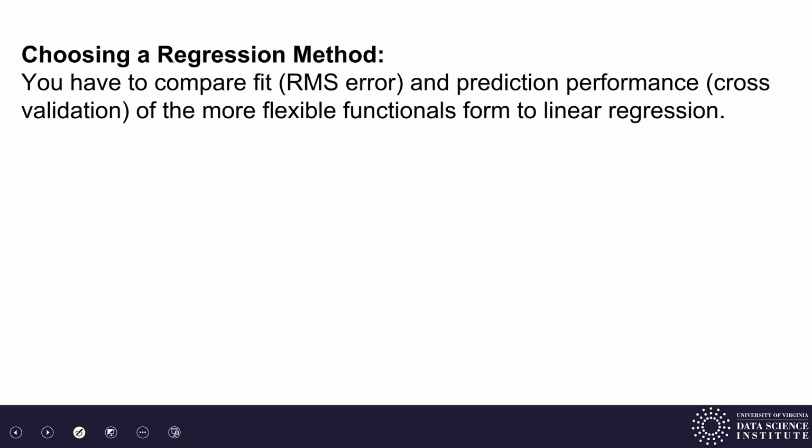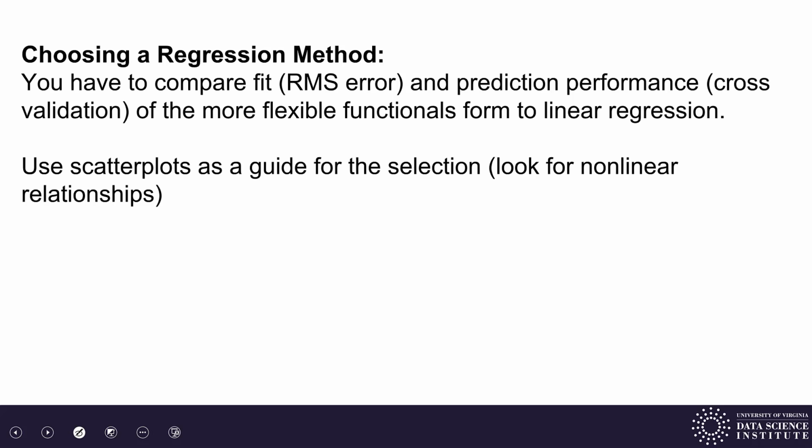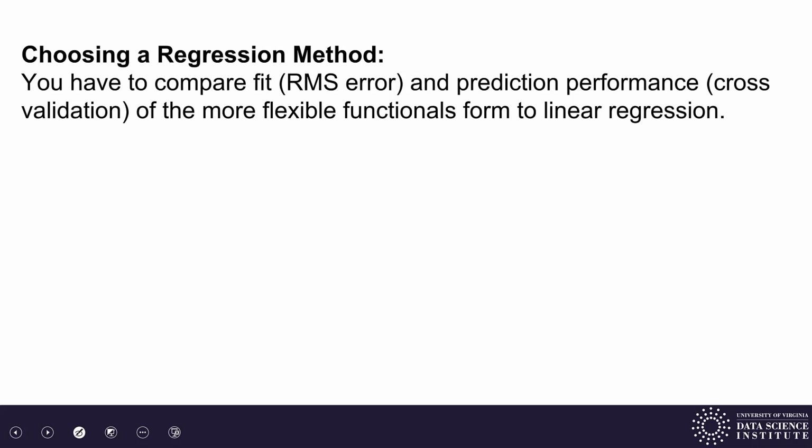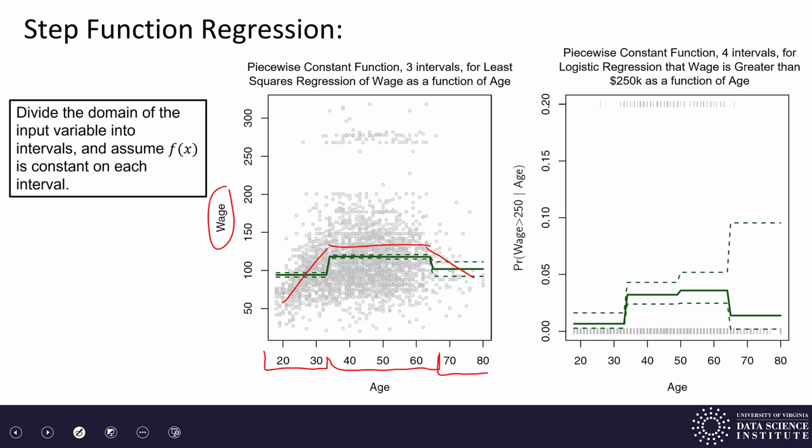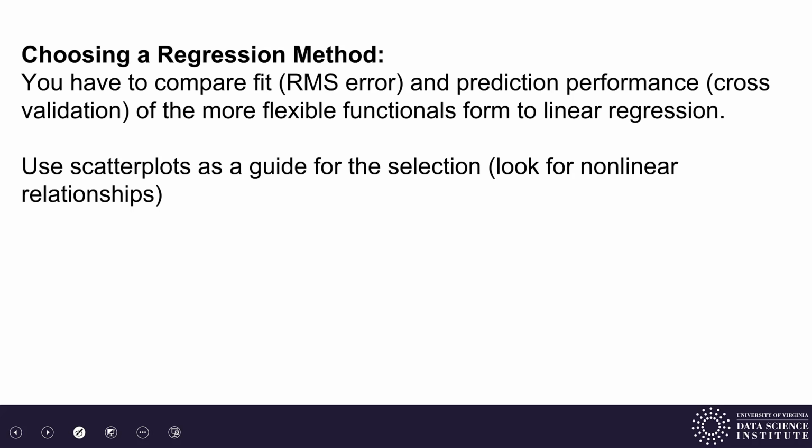So choosing a regression model, how do we choose these? We have to compare our fit, error, and prediction performance using cross-validation of these more complicated models to choose, say, the degree of the polynomial or whatever functional form we're going to choose for our regression. We also use scatter plots as a guide. We want to look for nonlinear relationships. For example, if I look at the scatter plot that we've been talking about a couple of times, wage as a function of age, I might say, hey, there's something nonlinear going on, and maybe I would guess a second degree polynomial, and I would try a fourth as well just to try it. And it seems like the fourth would be a good predictor based on our plots from previously.